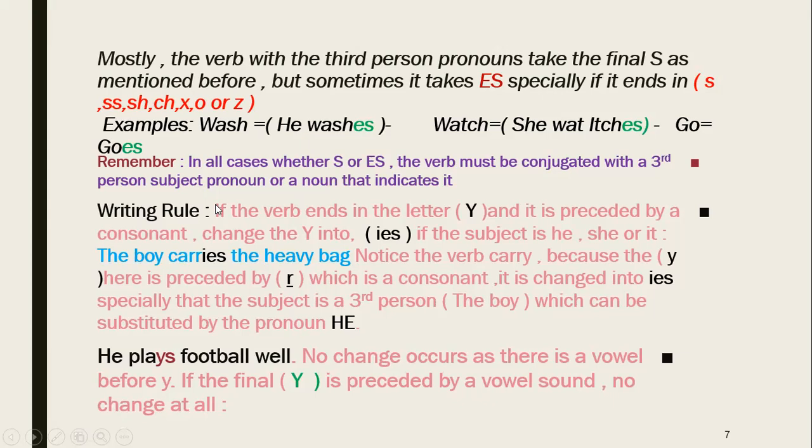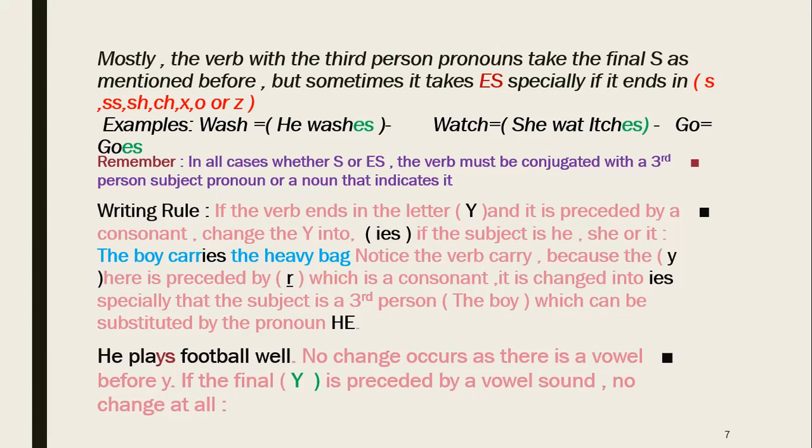Okay, now we have finished how to form the present simple or the simple present. But we have some writing rules to talk about. What are these rules? First of all, some verbs like carry, like hurry, end in Y. If a verb ends in the letter Y, and the Y is preceded by a consonant, preceded means before, we have to change the Y into I, then add ES.